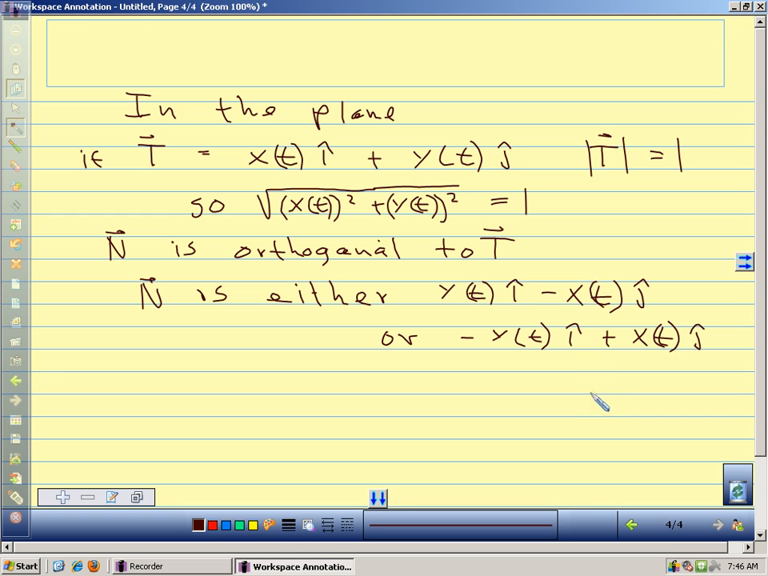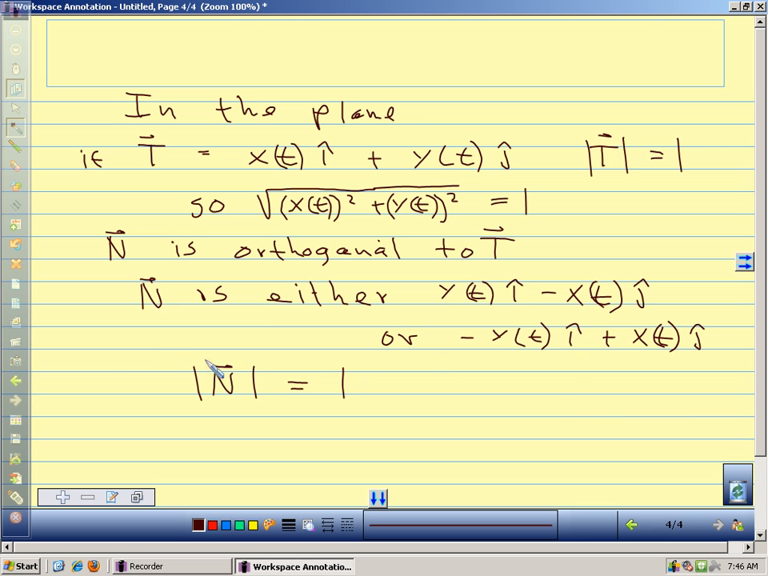For x, y, and z in 3 dimensions, that doesn't work. But if you have a nice problem that's just in a plane, this is how you would find your unit normal vector much more easily. And because T is a unit vector, the square root of x squared plus y squared equals 1. N has the same components, so the magnitude of N will also equal 1 here. So in the plane, if we have our unit tangent vector, to find our unit normal vector we switch the x and the y components and change the sign on one.